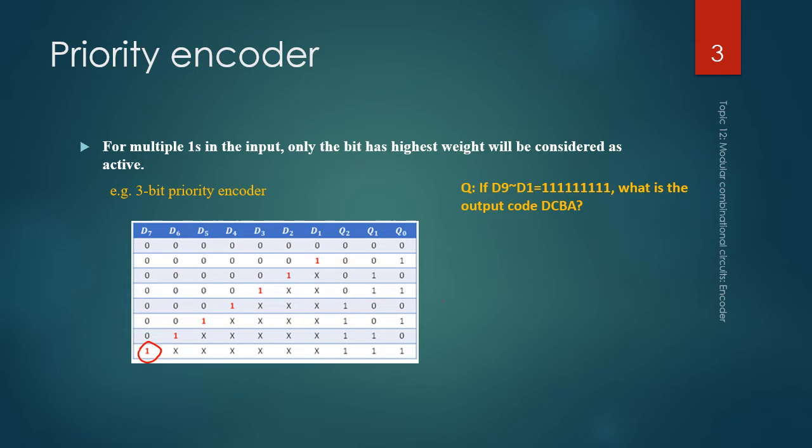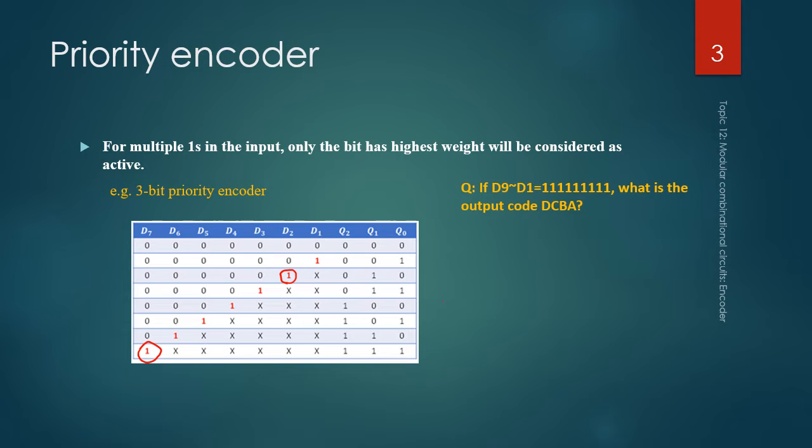So if you look at this truth table here, those combinations not covered in previous slides are all covered here. X basically means don't care. It doesn't matter what value they are. The system only checks the highest bit that is active. Okay.